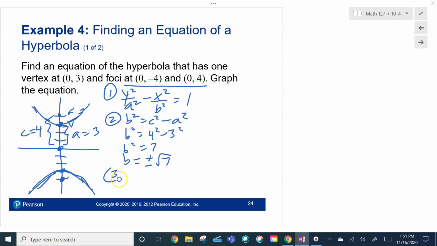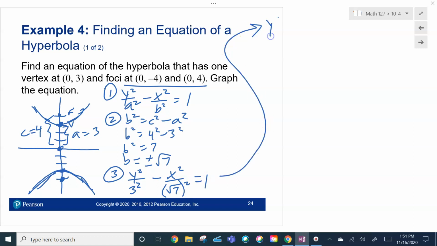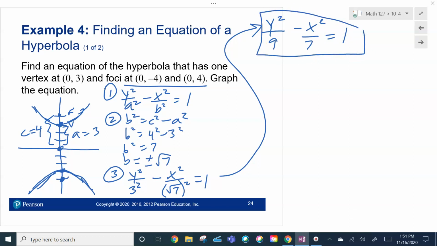And now, y squared over a squared, which is 3 squared, minus x squared over root 7 squared equals 1. So we've got y squared over 9 minus x squared over 7 equals 1. There's our equation. Okay.